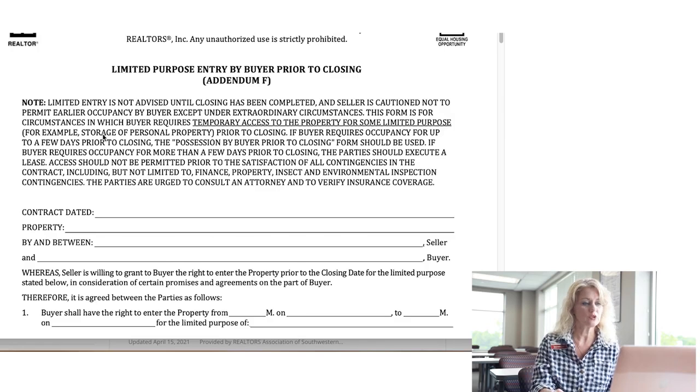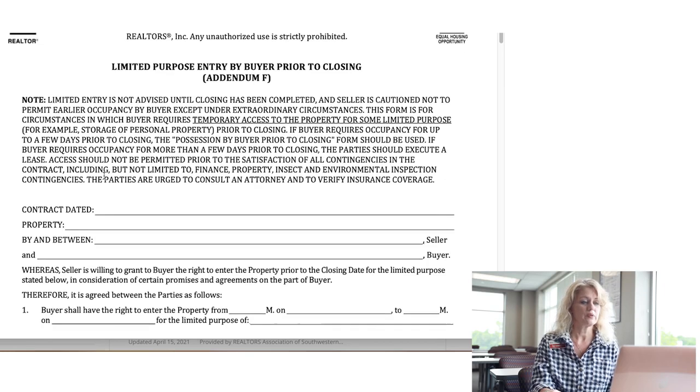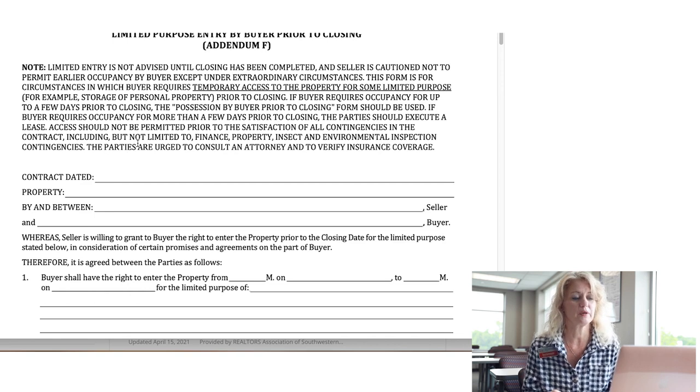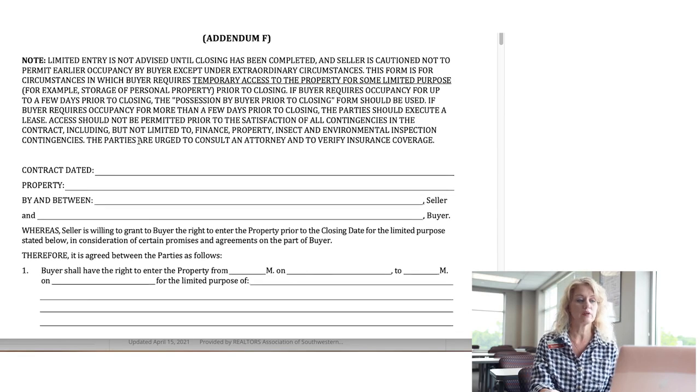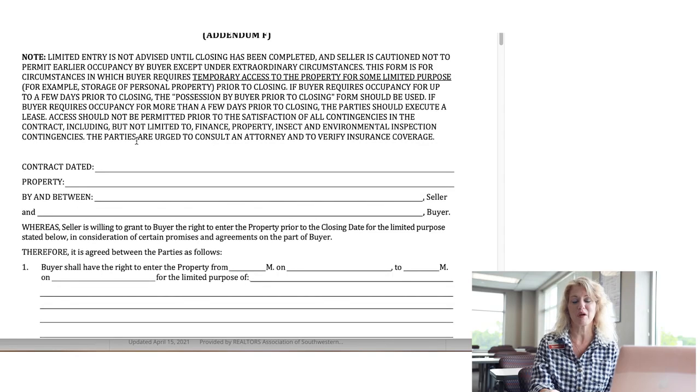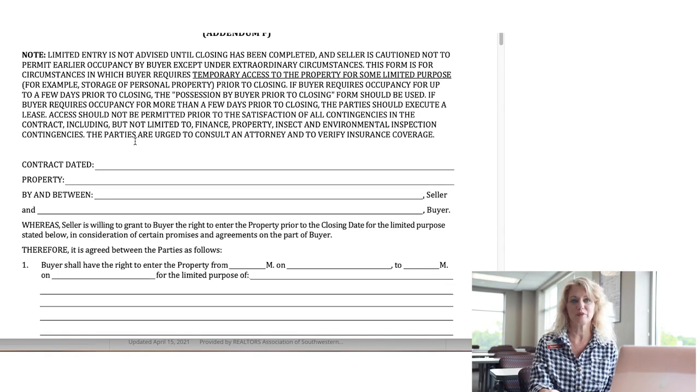For example, storage of personal property prior to closing. If buyer requires occupancy for up to a few days prior to closing, the possession by buyer prior to closing form should be used instead. If the buyer requires occupancy for more than a few days prior to closing, the parties should execute a lease. So the purpose of this limited purpose entry would be, say the buyer and seller have agreed that the buyer can store some of their personal property in the garage a day or two before closing.